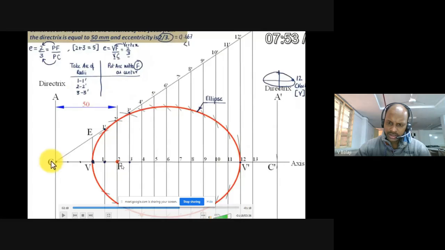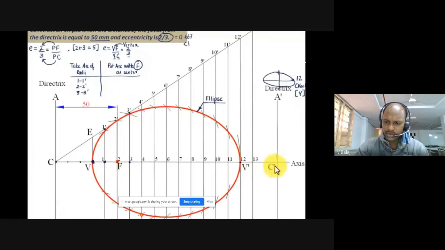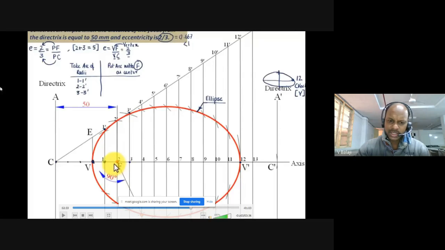And one more thing is, I have located only one single focus here, and the focus is two parts away from the vertex, right? So you can select one more focus from the other vertex by leaving two parts, or you can measure the distance between V and F with your divider or compass, transfer the distance here, and locate one more focus. There are so many other properties I would like to show you, but before that, we will see how to construct a normal and tangent.